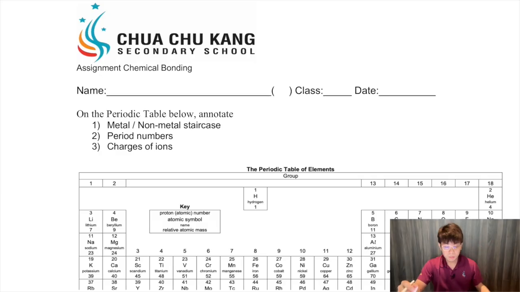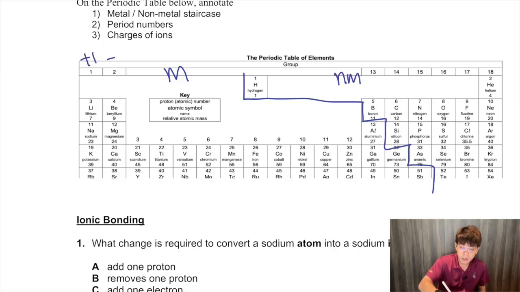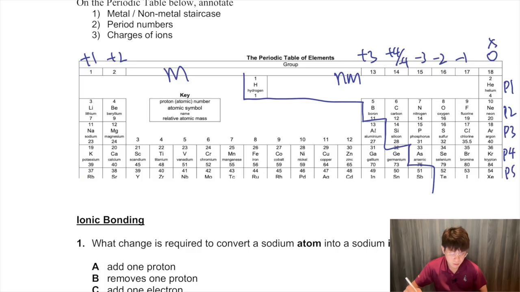Okay, so let's begin. For the first part, annotating the periodic table. I start with my hydrogen, the staircase from boron going down, metals on this side, non-metals on this side, +1, +2, +3, plus and -4, -3, -2, -1, and 0 or X. Then this is period 1 next to lithium, period 2 next to neon, period 3 argon, period 4 krypton, period 5 xenon.